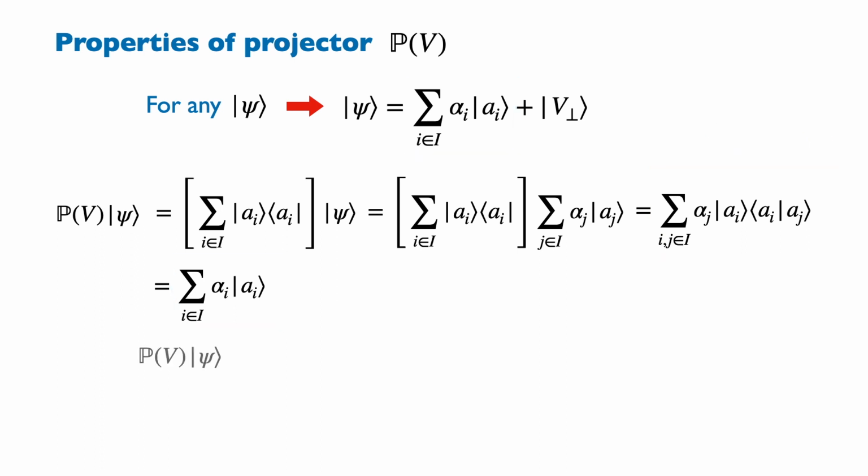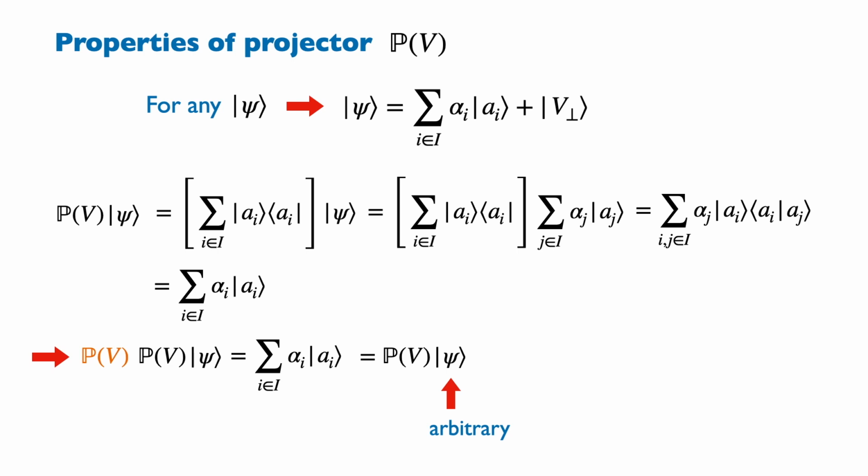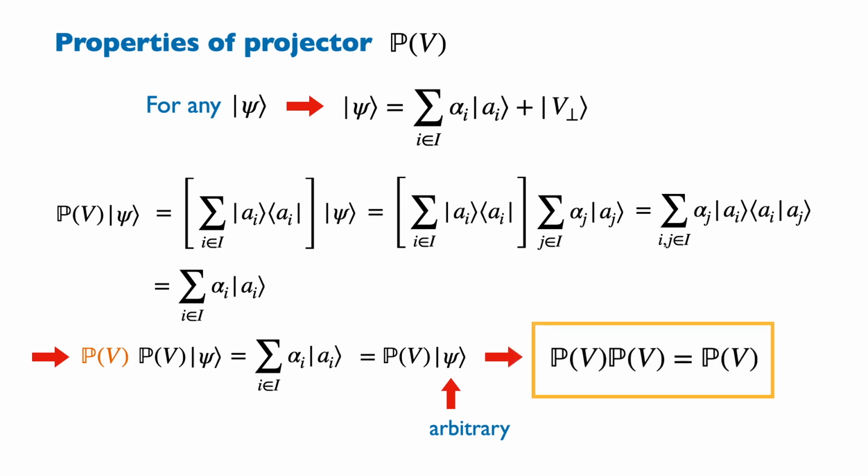Applying P_V again will not change this expression. And because psi is arbitrary, we conclude that applying a projector to itself will give us the same projector. This is in fact the definition of a projector, and also implies that its action on a vector within V is equivalent to identity.